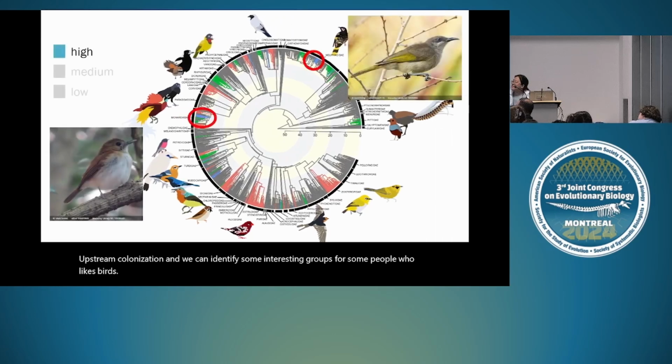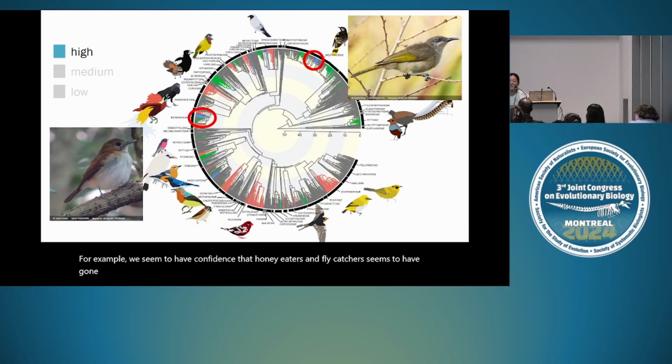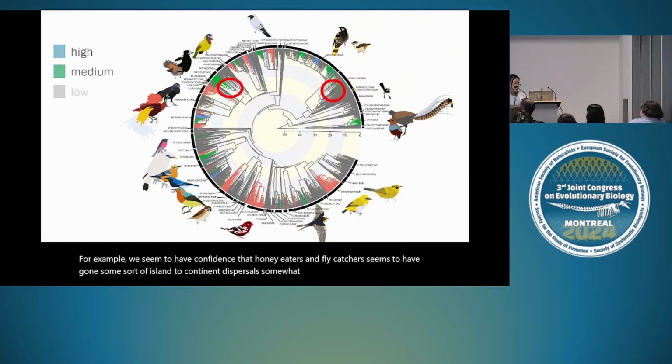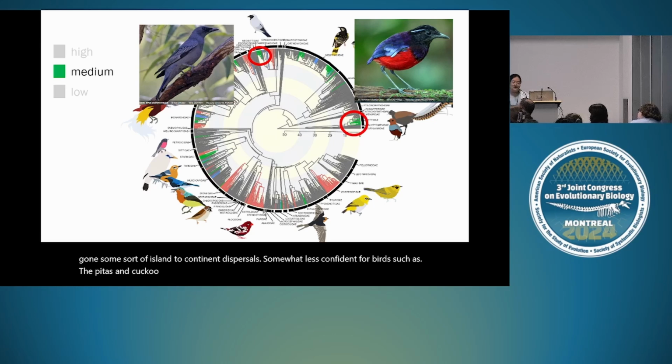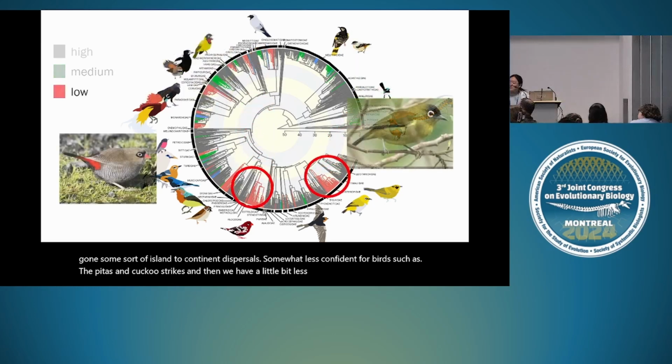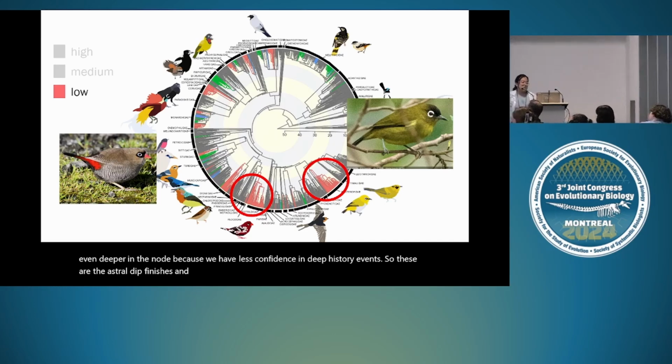For example, we seem to have confidence that honeyeaters and flycatchers have gone through some sort of island to continent dispersals. Somewhat less confident for birds such as the pittas and cuckoo-shrikes. And then we have a little bit less confidence for things that occur even deeper in the tree, because we have less confidence in deep history events. So these are the estrildid finches and the white-eyes.